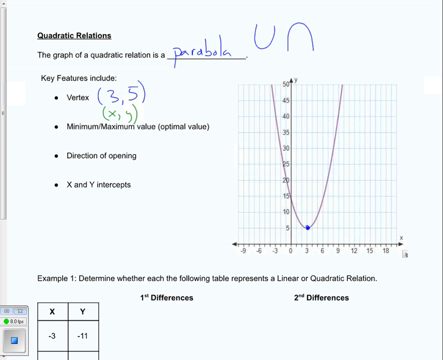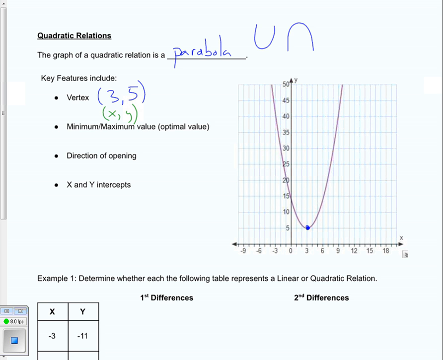So the vertex is a really important point of any parabola, and we're going to keep coming back to the vertex over and over in both the unit quadratics 1 and the unit quadratics 2. It's so important because there is other information that you can pull from that position. One of those things that we can get from the vertex is either the minimum or the maximum value, which we will also call the optimum value. We can use those terms interchangeably. Minimum, max, or optimum value, they are the same thing.